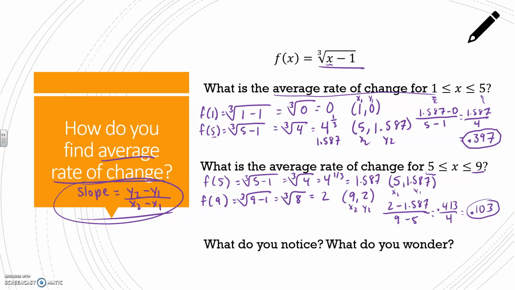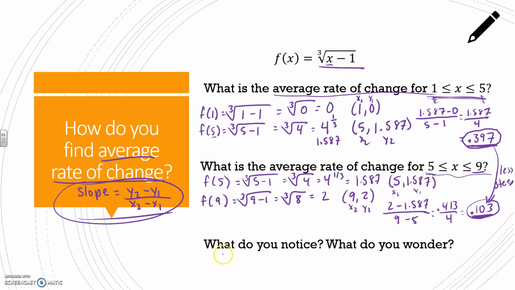Okay, so those are my 2 average rates of change for this problem. Now the follow-up question is, what do you notice and what do you wonder? And so one thing I notice is that the slope in the first one was bigger or steeper than the slope in the second one. Okay, so it got less steep. I was just going from 1 to 5, and now I'm going from 5 to 9.